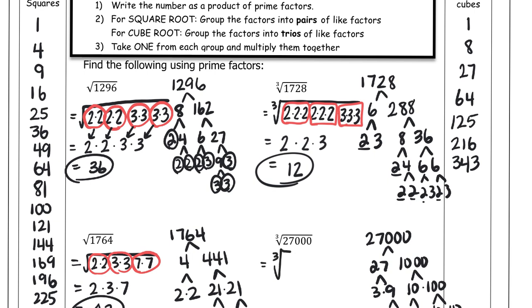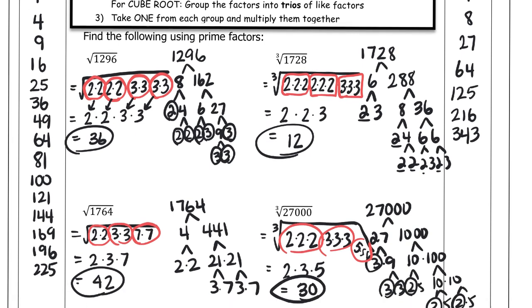So I'm going to rewrite this as its product of prime factors. Let's go hunting for our 2's. So I have 1, 2, 3 2's. And I have 3 3's. And then I've got 3 5's. And I want to take my groups of 3. So my cube root is 2 times 3 times 5, which is 30. Okay, so that is using the method of prime factors to find square roots and cube roots of large numbers without your calculator.